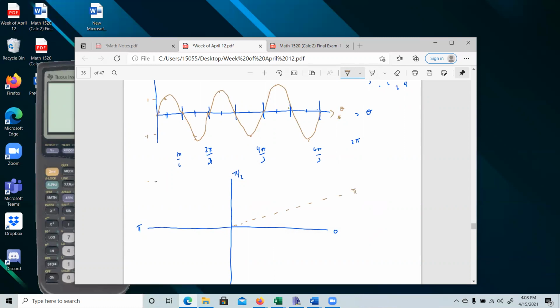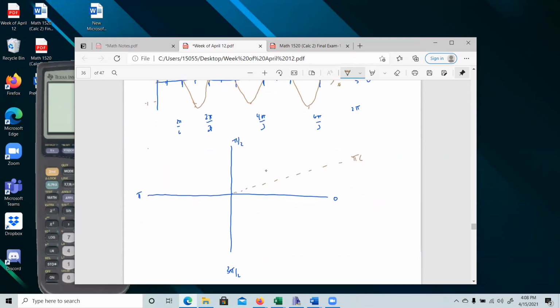I'm going to call this pi over 6, just in case we're going to need it, right? That's 7 pi over 6. Here's pi over 3. Here's 4 pi over 3. That's 3 pi over 3, so that's 4 pi over 3. All right, so it's 1 pi over 3. Here's 2 pi over 3. That's going to be 5 pi over 3.